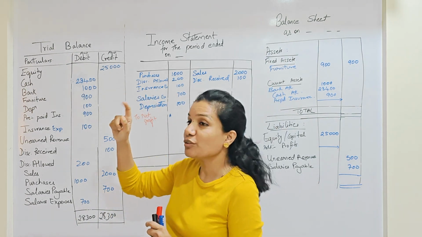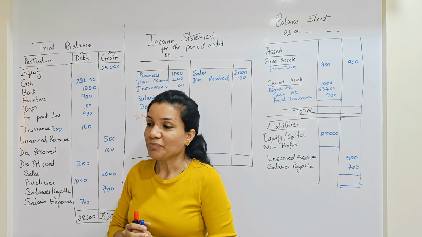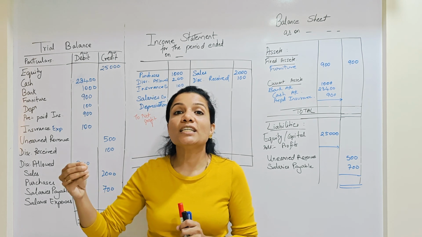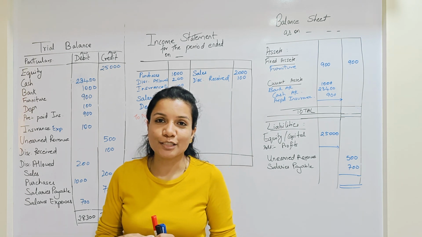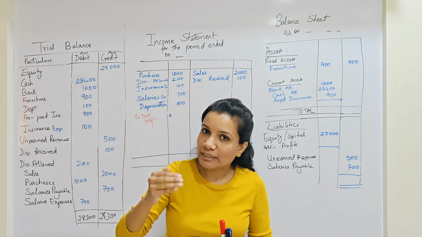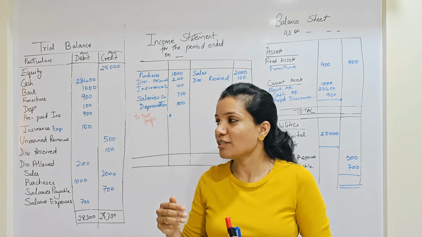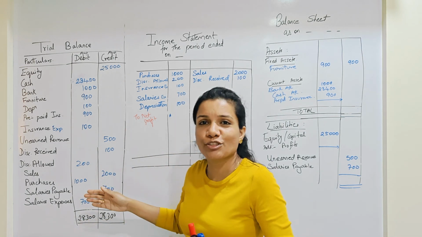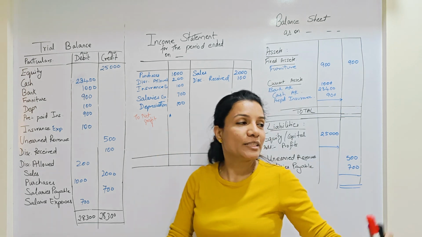In the first video, the first transaction that we discussed was received cash on account of unearned income of rupees 500. So right from that point, we passed journal entries. Then we posted those entries into T accounts, and then we carried the balances and prepared a trial balance. So let's finish this. Let's put it on the income statement and the balance sheet.